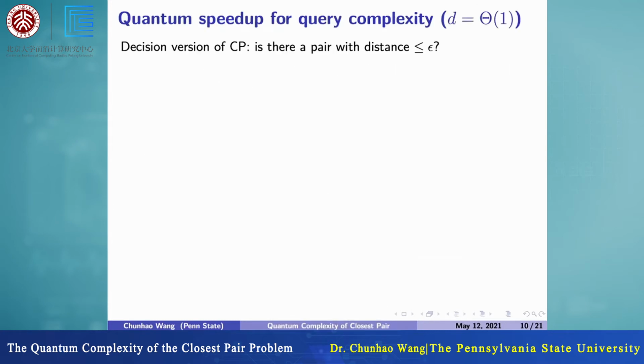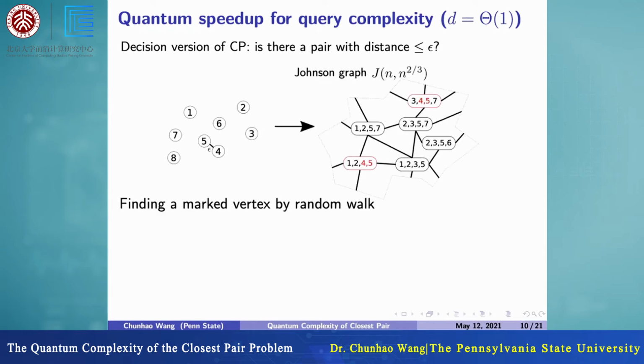So let's see how to use the quantum walk search to solve the closest pair problem. Suppose the dimension is constant, then we first consider the decision version of the closest pair, where we need to determine whether there exists a pair of distance smaller than epsilon. So yes or no. If we can solve the decision version, then we can use binary search to find the closest pair.